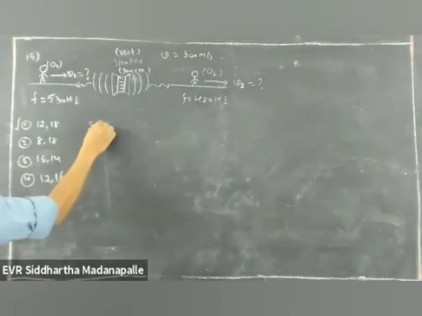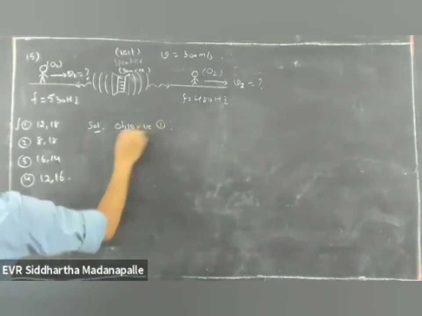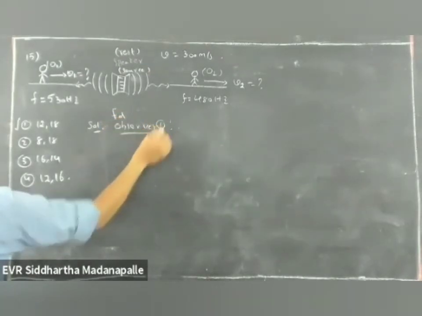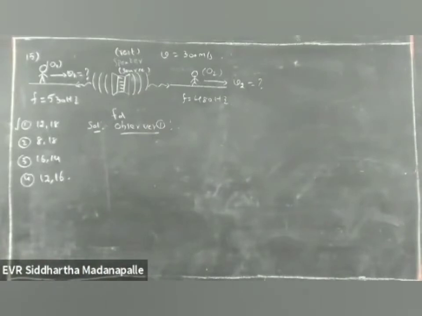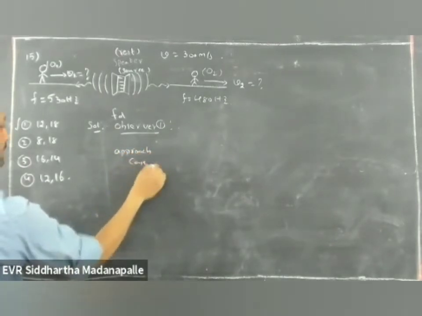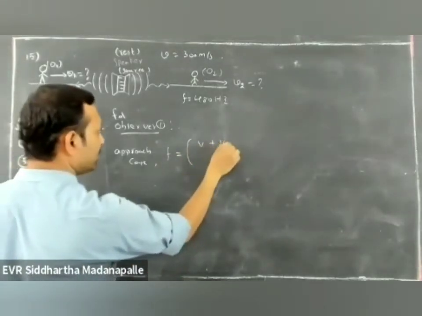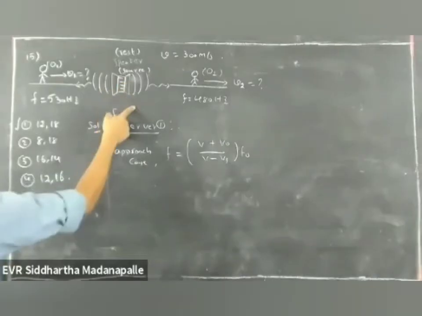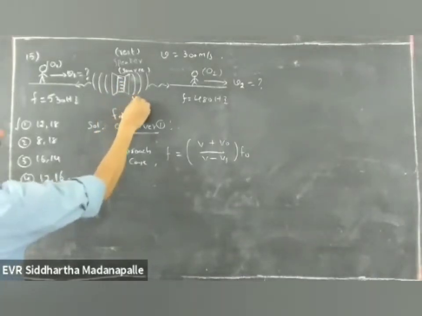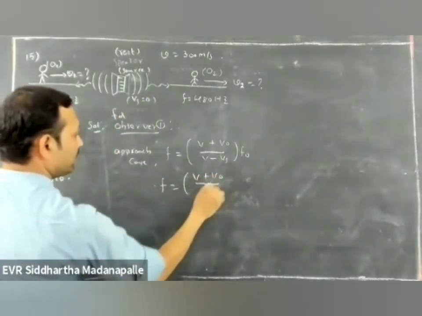Solution. For observer 1, approach case. In the approach case, we take the upper sign in the apparent frequency: V plus V naught by V minus Vs into F naught. Source is at rest, Vs is equal to 0. So F is equal to V plus V naught by V into F naught.